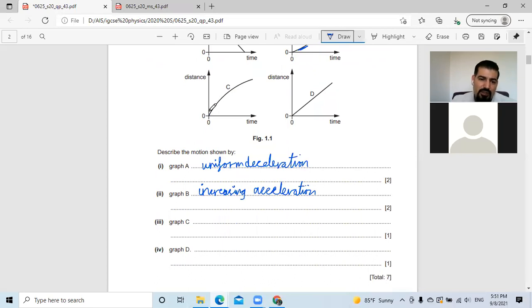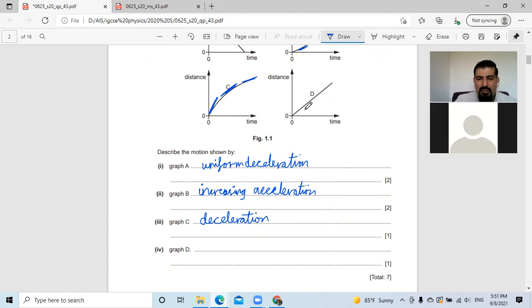Graph C, this is distance. Now, we know that the gradient of the distance graph represents the speed. There was a speed here, and then the gradient becomes less. So what's that called? Yes, it's called deceleration.